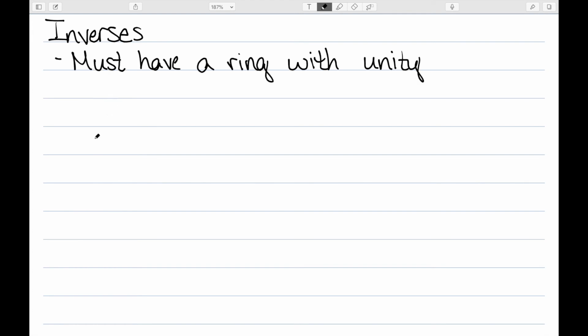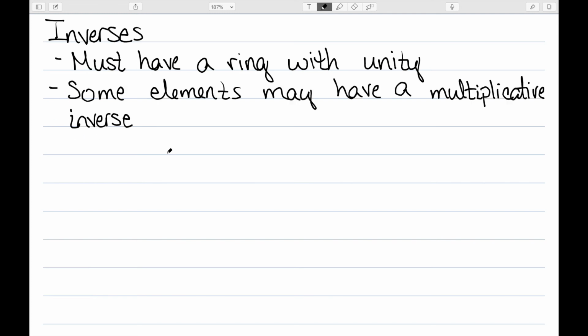Now that I have the idea of a multiplicative identity, I can start to think about multiplicative inverses. I must have a ring that has a unity element. It must be a ring with unity in order to talk about the idea of a multiplicative inverse. If we have a ring with unity, some elements may have a multiplicative inverse. It may not even be every element, but some elements may have this idea of a multiplicative inverse. These elements are called invertible.